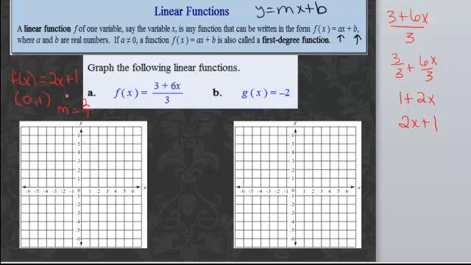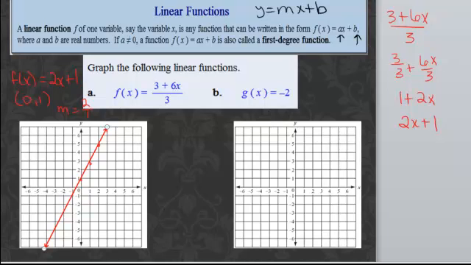So let's see if we can graph this one. We're going to graph our y-intercept, and then we're going to go rise 2, run 1. Rise 2, run 1. So now all we need to do is draw that line. There we go. This is the line, or the graph of the function f of x.